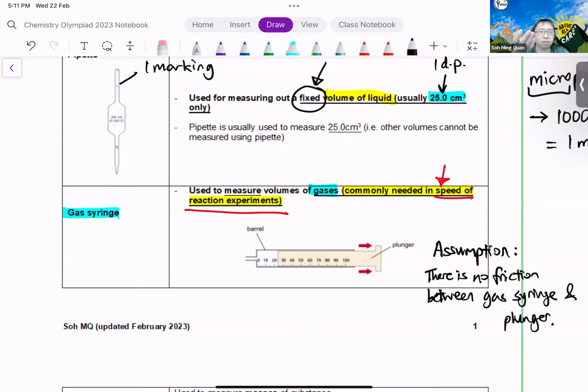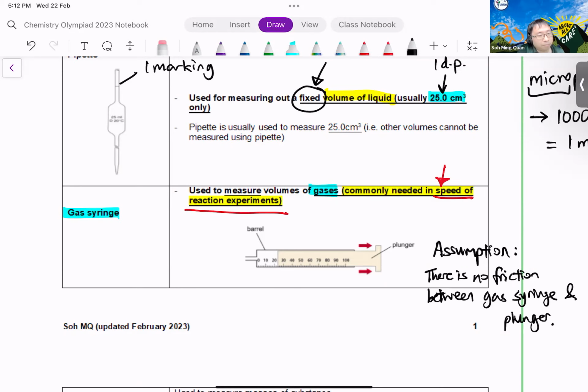Now, this is important because if there is friction between the gas syringe and the plunger, it will not move outwards uniformly. It will not move outwards smoothly. As a result of that, your volume reading for the gas will be less accurate. Okay? So how do we try to minimize this friction? This is the reason why for gas syringes, usually we will try to ensure that there are no rough surfaces on the gas syringe. We will try to ensure that we maintain it such that the surface is smooth. Okay?